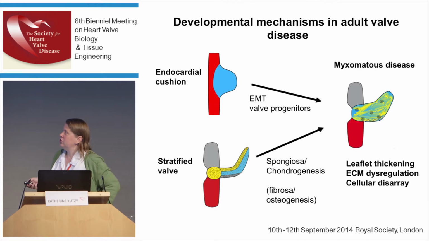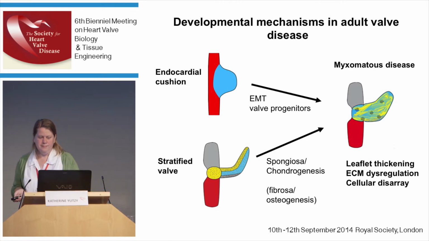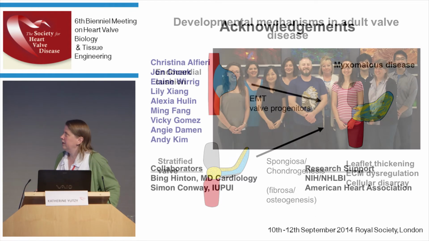So what I hope I've convinced you of is that many of the regulatory hierarchies that are involved in early valve formation are also active in disease, and that regulatory pathways that control the matrix organization and homeostasis of the valve can also, when dysregulated, be involved in myxomatous valve disease. And I've focused on myxomatous disease, but again, some of these pathways may also be involved in calcification as well. So I'll just stop there.